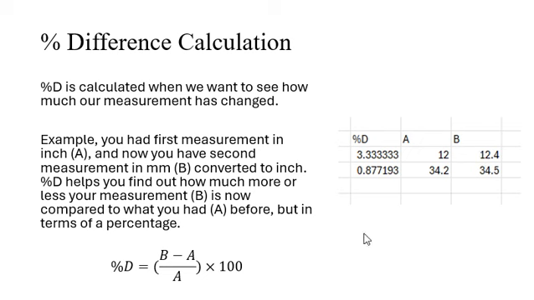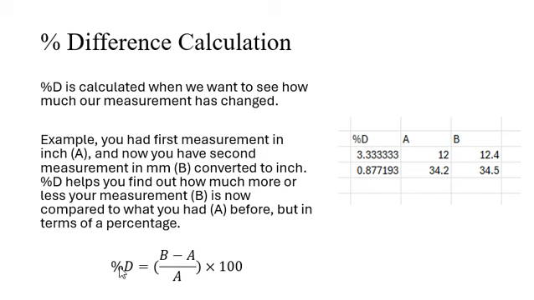Of course here we're given a millimeter measurement, so convert it to inches. This is your inch measurement, but that's a millimeter measurement, and then you convert that to inches. Then we have to find out how far they are from the first measurement. Percent difference is going to help you find out how much more or less your second measurement, B, is compared to your first measurement, A. Just looking at how far they are.